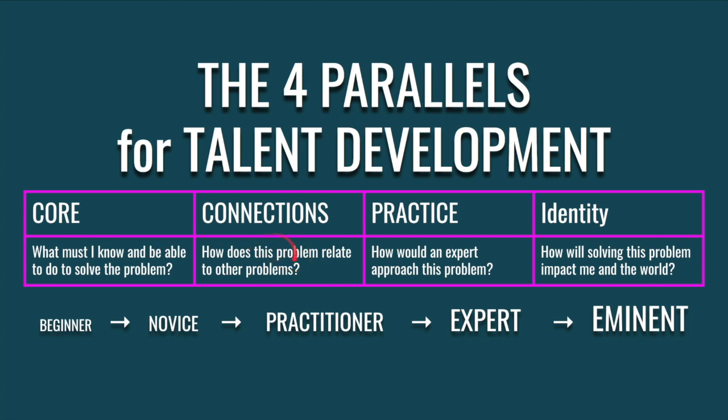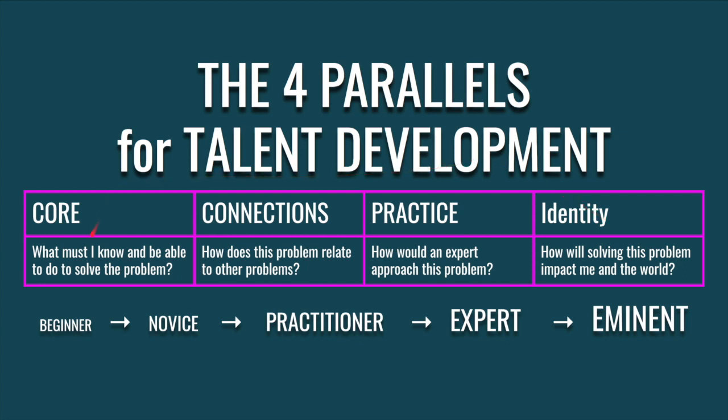Connections: how does this problem relate to other problems? How does my curriculum relate to other curriculum, and what problems are embedded in the context of other problems and issues? Practice: I have identified a problem, so what would an expert do in order to solve it? And finally, there's no reason to solve a problem unless it's going to impact the world. So the identity question is: how will solving this problem impact me and the world?